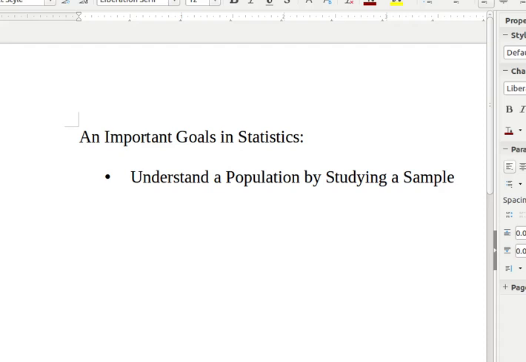In statistics, we often try to better understand a population by studying a sample. You see, usually we can't actually get all the data for the entire population, but we can look at the data for a sample. We often assume that the population is normally distributed, and there can be many reasons for us to make that assumption.